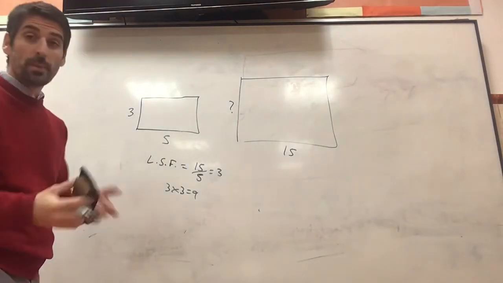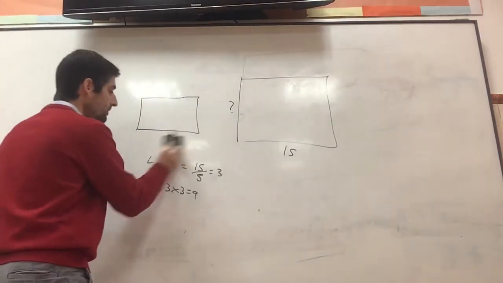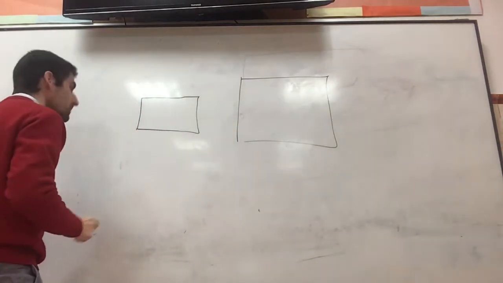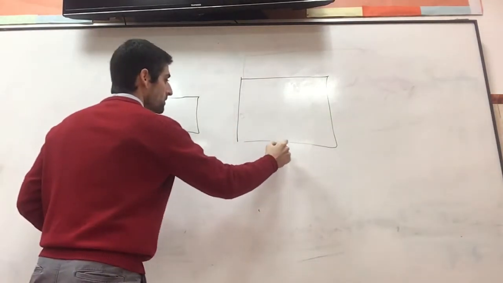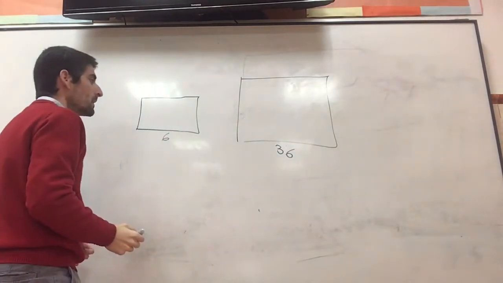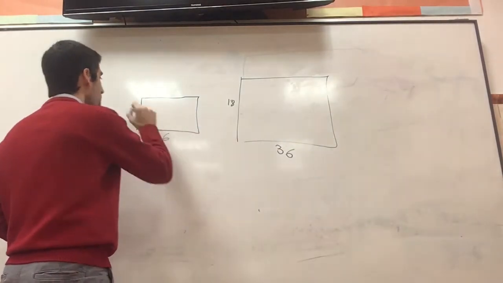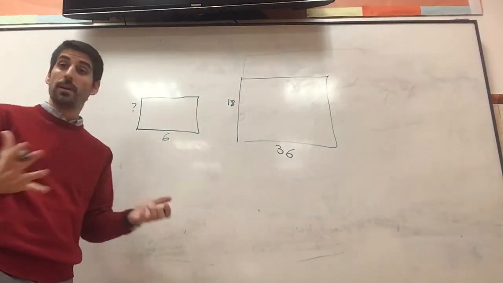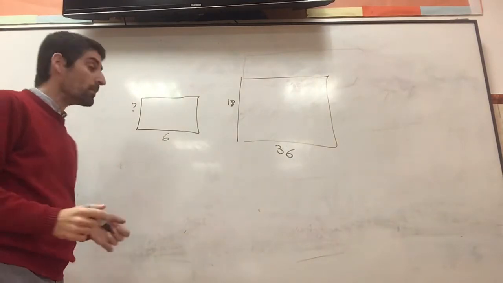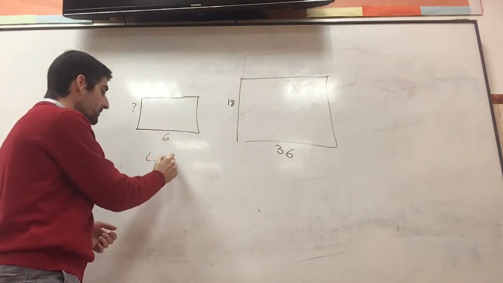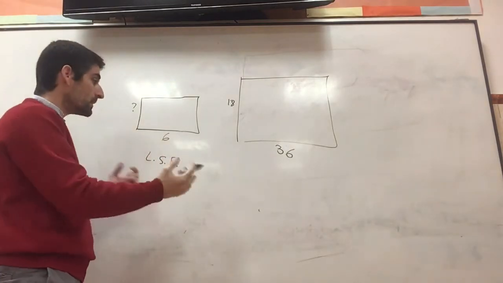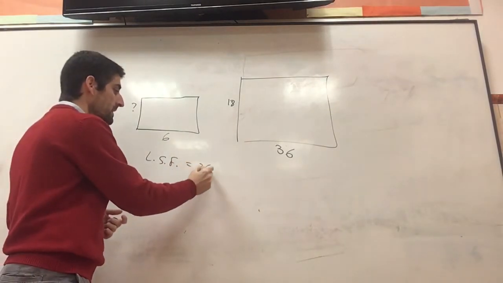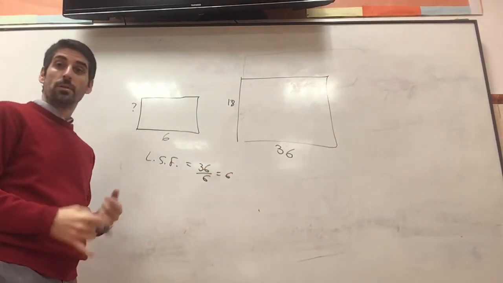Sometimes you may have to do it the other way. Sometimes you may have to find a missing side on the smaller shape. It is no problem. You're going to do it in exactly the same way. We are going to find the length scale factor between the two shapes. So again, find two matching sides, in this case 36 and 6. So the length scale factor is 6.